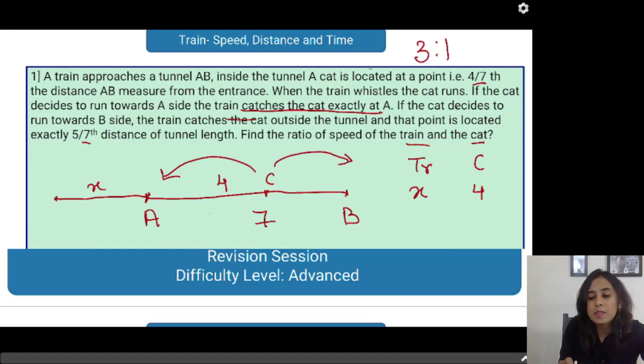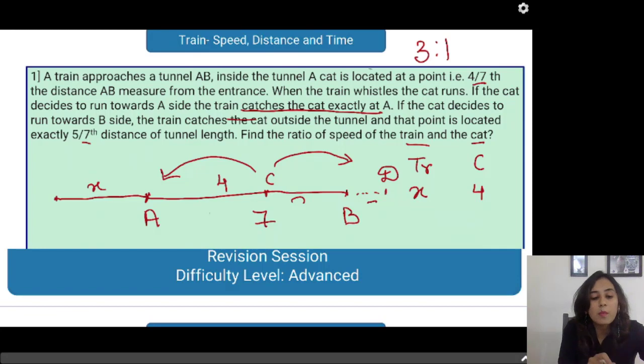When the cat is running towards the B side, the train catches the cat outside the tunnel, and the point is located exactly 5/7 the distance. So 5/7 of 7 is 5. So this distance BD is going to be 5 units. What is the total distance that the cat is covering? The cat is located 4 units away from A, so BC is equal to 3, and 3 plus 5. The total distance covered by the cat is CD, so CD is 3 plus 5, which is 8.